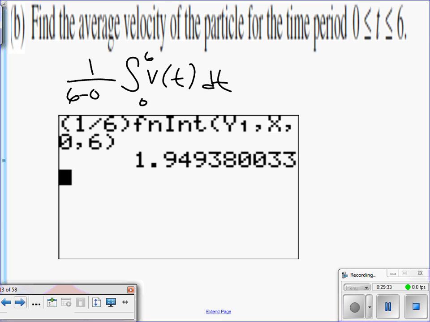For B, they asked you to find the average velocity. You're given the velocity. So that's just 1/6 the definite integral. And on your calculator, you just do 1/6 math 9. Don't enter the velocity again, just type y1, Vars function, right? 0 to 6. You don't write this on your paper, you just write this, equals 1.949. Questions for that?